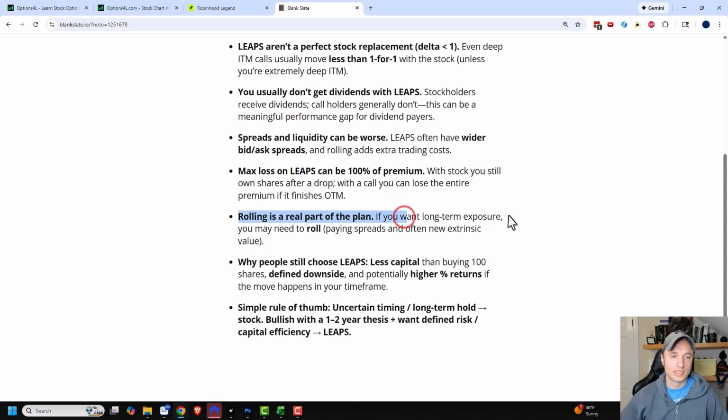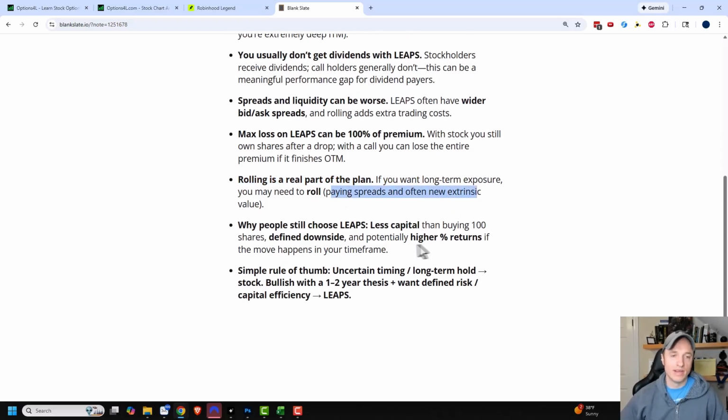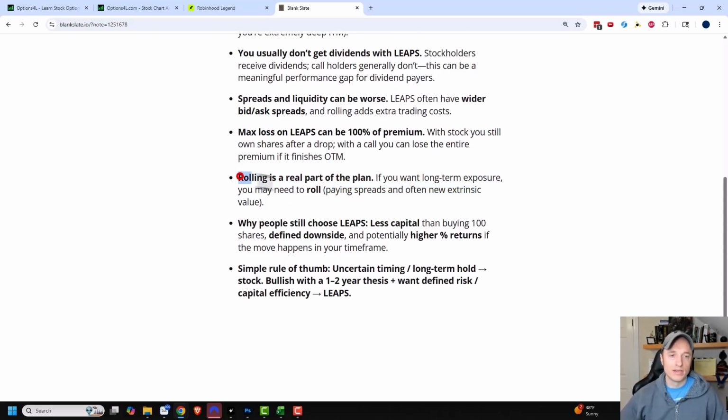The next thing is rolling is a real part of the plan. So if you want long-term exposure, you may need to roll, paying spreads and often new extrinsic value. So just as something to be mindful of with options.